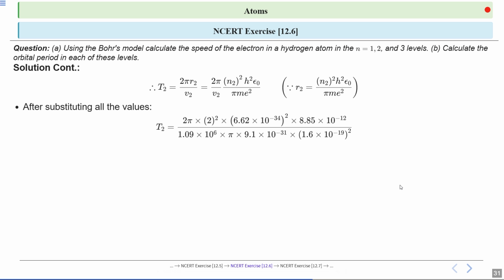Okay, this step by step substitution helps us keep track of each value and ensure accuracy in our calculation. At this point we clarify that V2, the speed of the electron in the second orbit, is 1.09 times 10 to the power 6 meters per second. It's important to state the value of V2 explicitly, so we know exactly what number is being used in the calculation.